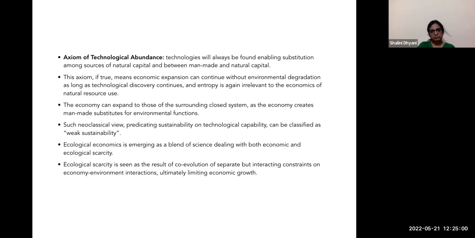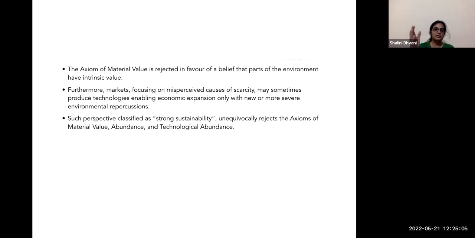Now, if you remember, there were three axioms: material value, abundance, and technological intervention. The axiom of material value is basically rejected in favor of a belief that parts of the environment have intrinsic value. Whatever comes from the environment and has a market has a market value and is an intrinsic value. Even now, 1 ton of carbon that we sequester has a market value, which means it has an intrinsic value. So we have these voluntary carbon markets where communities can come and say that, under reduced emissions from deforestation and degradation, we have conserved this much amount of carbon.